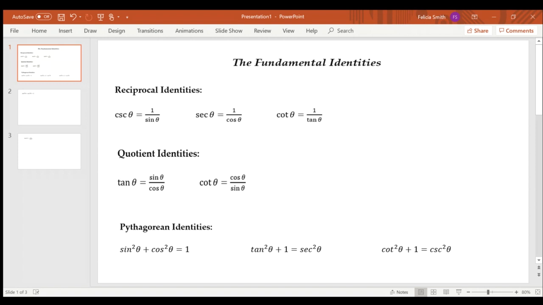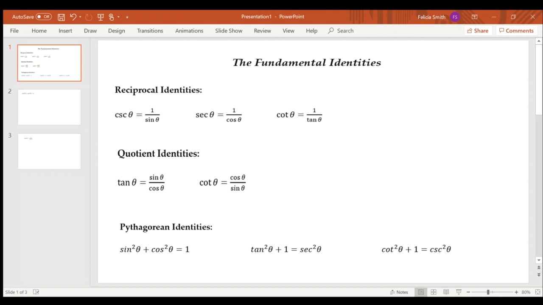And then you have three identities that are known as the Pythagorean identities. The one that we'll probably end up using the most is the first one you see listed there. We have sine squared of theta plus cosine squared of theta equals 1. And then you have two additional ones. The one in the middle is tangent squared theta plus 1 equals secant squared theta. And our last one, cotangent squared theta plus 1 equals cosecant squared theta.